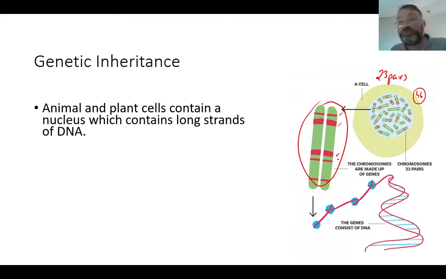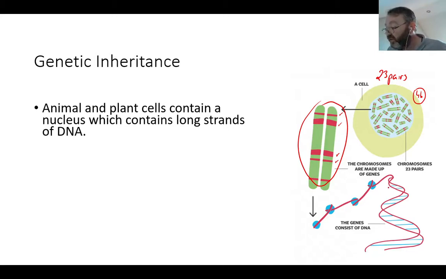This one here might control your eye color. This one here might control whether you've got freckles or not, and so on, okay? So these genes are like pockets of information along a chromosome. And don't forget what a chromosome is. A chromosome is nothing more than a very long strand of DNA. And if we were to unravel these chromosomes, here's what we'd see.